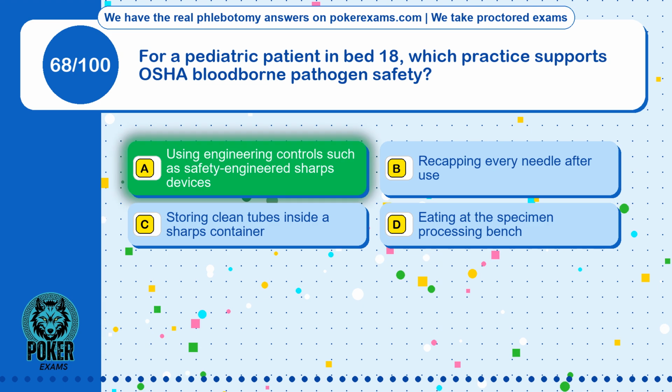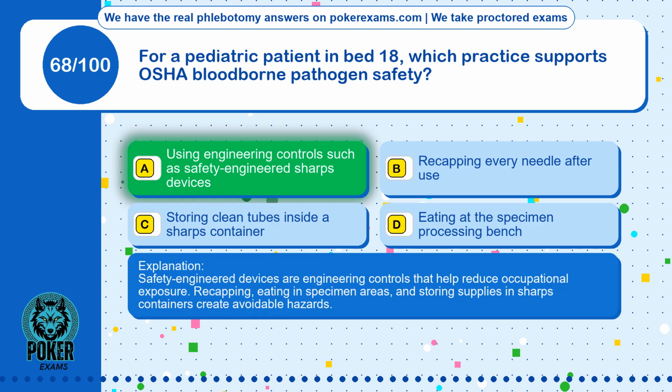The correct answer is option A. Using engineering controls such as safety engineered sharps devices. Safety engineered devices are engineering controls that help reduce occupational exposure. Recapping, eating in specimen areas, and storing supplies in sharps containers create avoidable hazards.